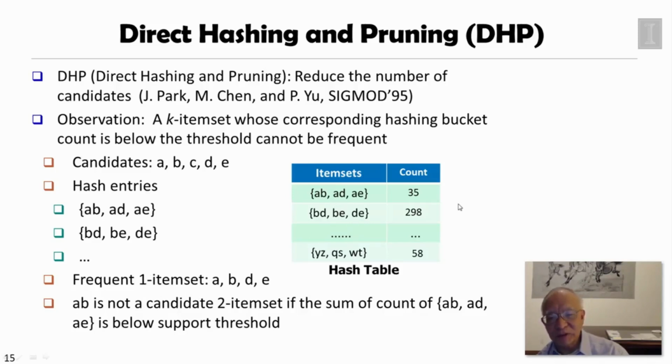They cannot be frequent. For example, suppose our minimum support count is 70. Then this one has only 35, and this one has only 58. That implies none of those item sets can be frequent because they share this entry and their support count is still below the threshold. Only the second one, BD, has a support that is quite big, past the support threshold, so it may contain the real candidate sets. That's the reason you can reduce the number of candidates substantially using this hashing and pruning method.